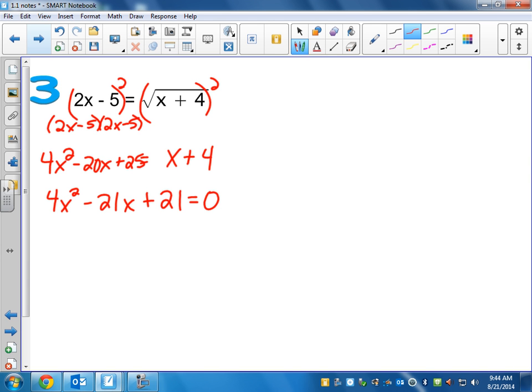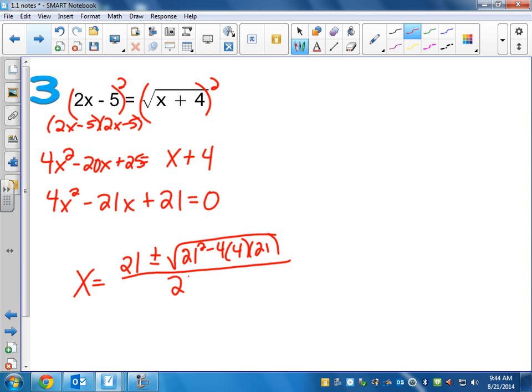So I don't think I would want to complete the square on this, because we'd have to divide by 4, and that doesn't seem like very much fun. We could take 4 times 21 and get 84 and try to think of things that multiply to give you 84 and add to 21, but I'm guessing you're probably just going to do the good old quadratic formula. So that would be 21 plus or minus the square root of 21 squared minus 4 times 21, all over 2 times 4.